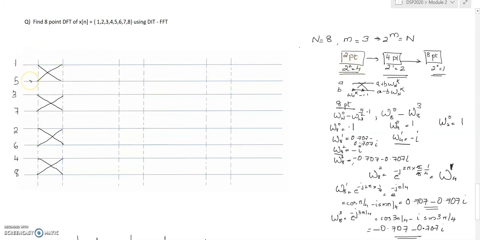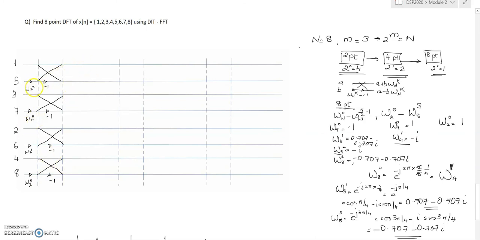The twiddle factor for 2-point DFT is W2^0, and you have a -1 here. W2^0, -1, W2^0, -1, and W2^0, -1. So we have to find out the output of this stage.